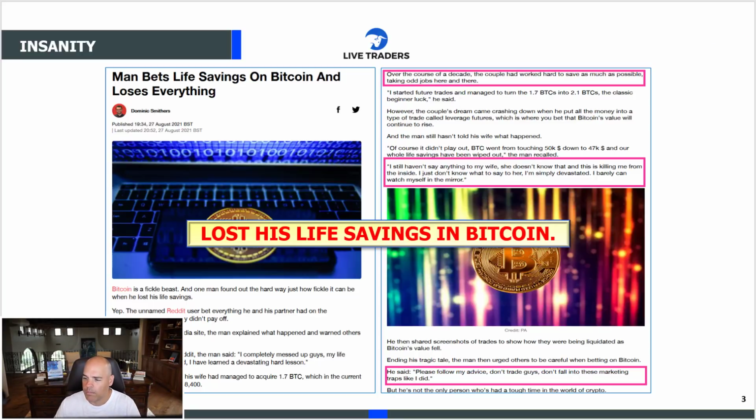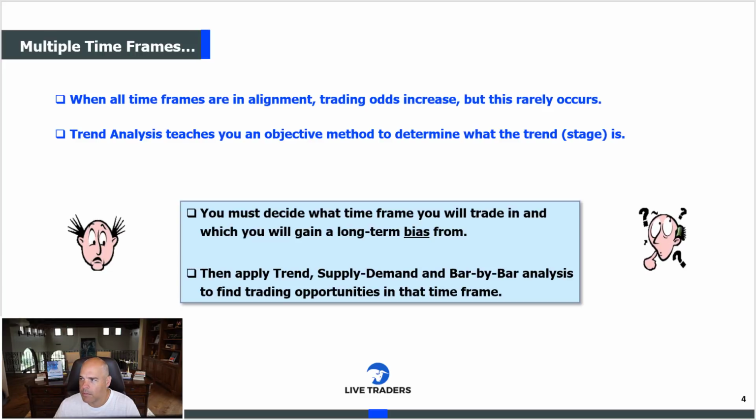All right? So, we're going to talk a little bit about multiple time frames. Okay? When all time frames are in alignment, trading odds increase, but this rarely occurs. Trend analysis teaches you an objective method to determine what the trend or the stage is. Okay, it's really, really hard to get all time frames. Say you're trading on a 5-minute chart. You want to get the 1 minute, the 2 minute, the 15, the 60, the daily, all in alignment with the market. That's a challenge.